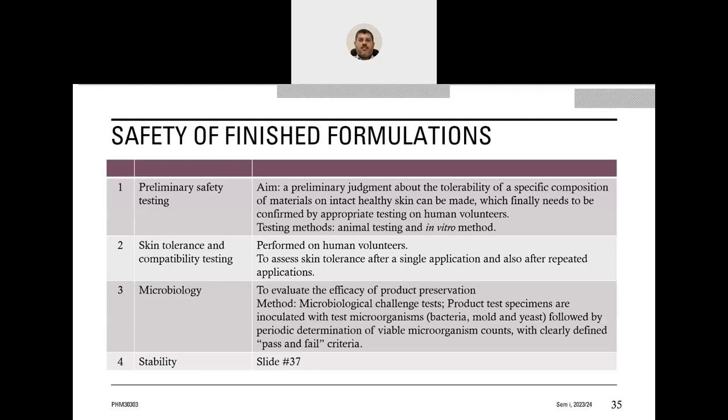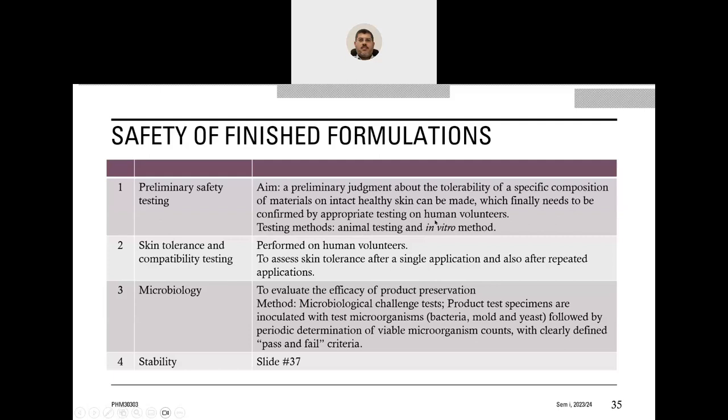Okay, so the stages for safety evaluation are 3 or 4. You can say 3 stages mainly, or 4 stages. Number one is preliminary safety testing. This one provides a preliminary judgment about the tolerability of a skin composition of materials on intact, healthy skin. Okay, so we made it. And this finally needs to be confirmed by appropriate testing on human volunteers. So you start, as I mentioned earlier, by in vitro test methods or by animal testing, and once confirmed to be safe, then we can try it on human volunteers.